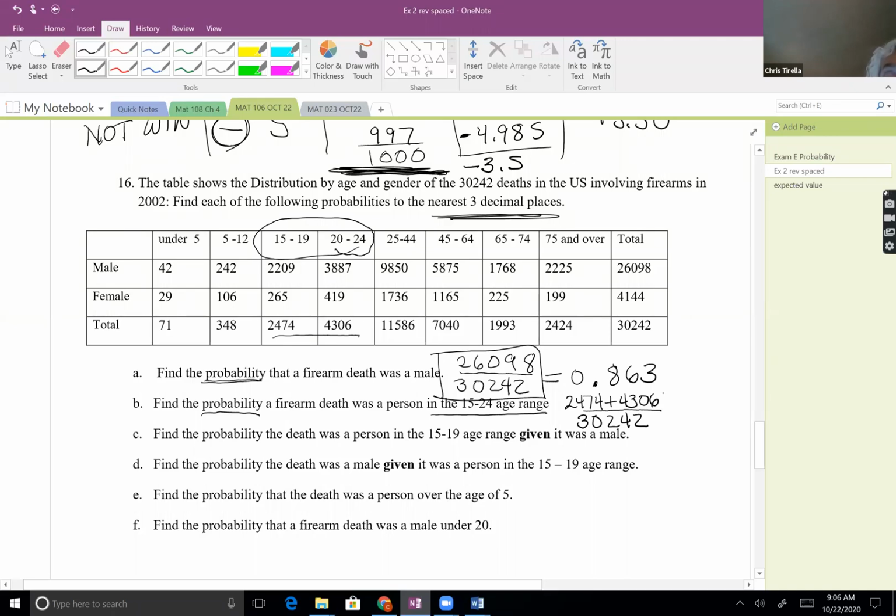If you're typing this directly into your calculator, remember that whenever there's computation in either the numerator or the denominator, I need parentheses. And so is anybody else getting 0.224? Yep.